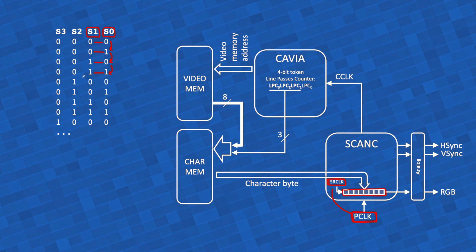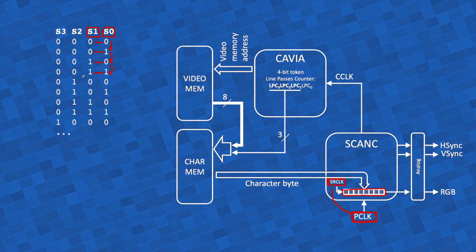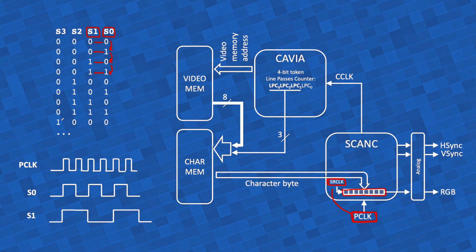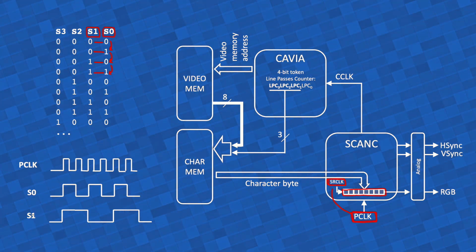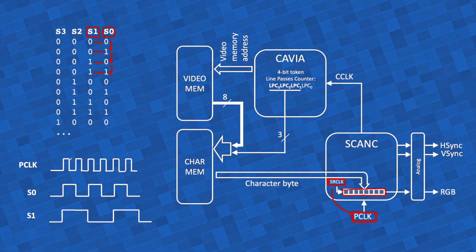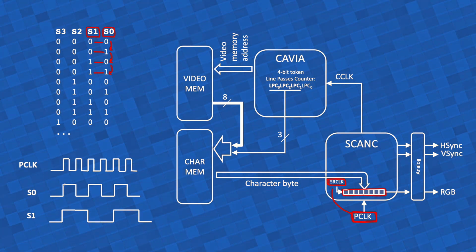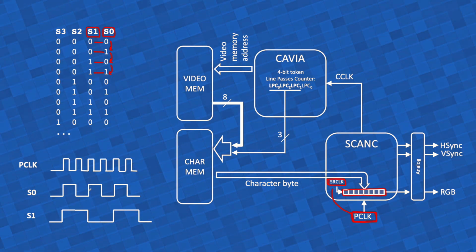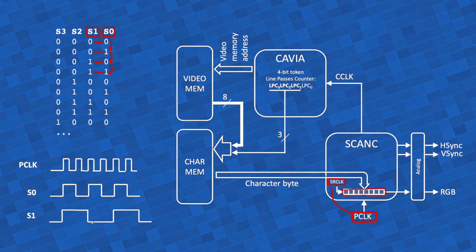Why? Because a clock signal only counts in the rising edge or the falling edge, not on both edges. Let me explain this better. If we print these signals here, the pixel clock, S0 in here and S1 in time, you see that every time the pixel clock ticks, S0 will change state. So in the first tick, S0 goes from 0 to 1. In the second tick, it goes from 1 to 0. In the third tick, again from 0 to 1, and so forth. And S1 will do the same, but with half the frequency.